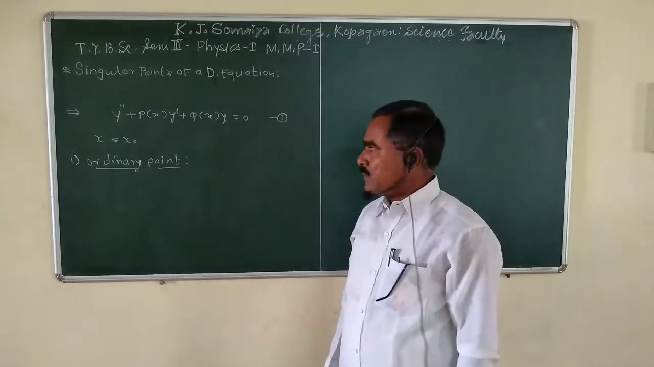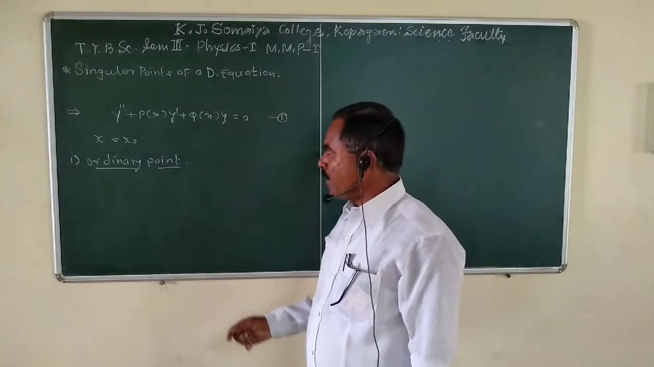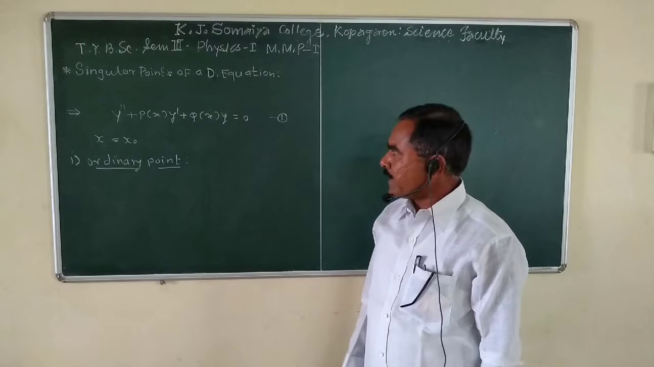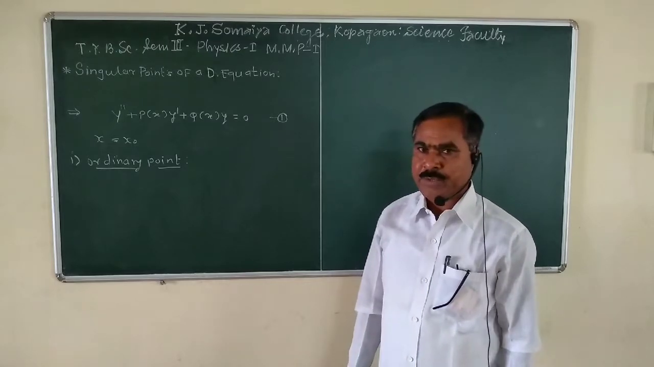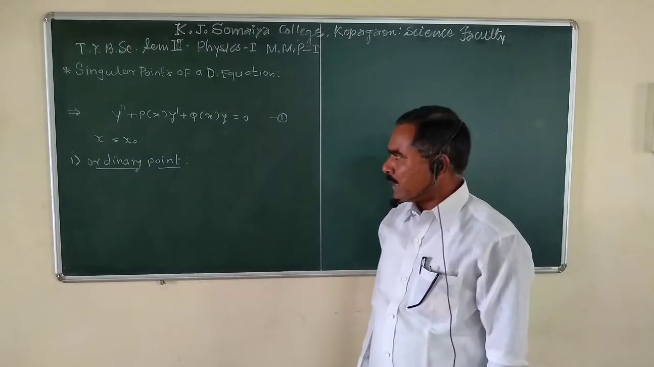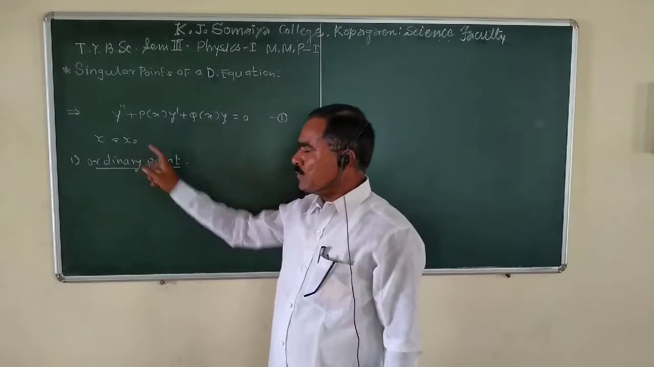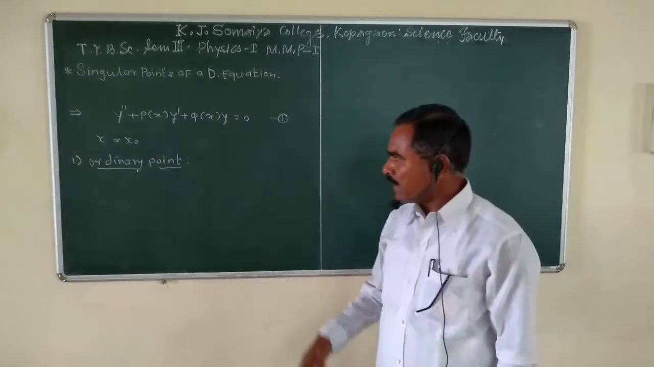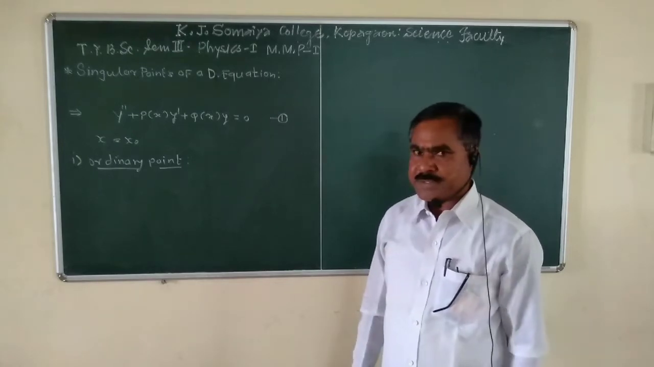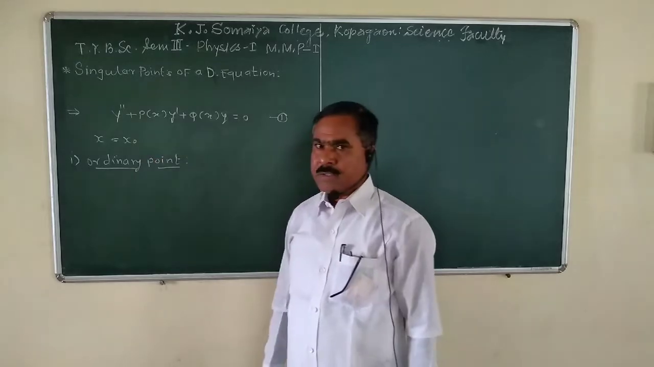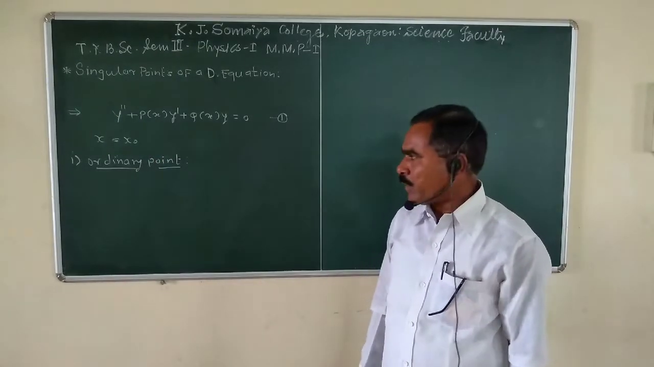For that, we take the differential equation in the form y double dash plus p of x y dash plus q of x y equal to 0. And we take the point of expansion, that is x equal to x naught. And so further we consider at the point x equal to x naught the singularity or singular point.